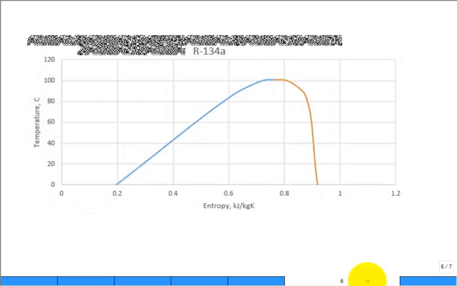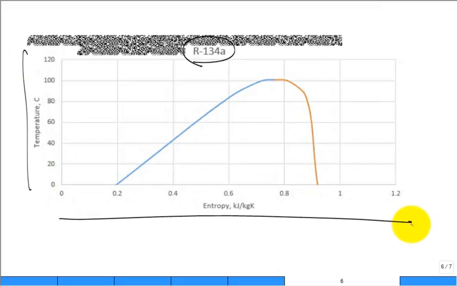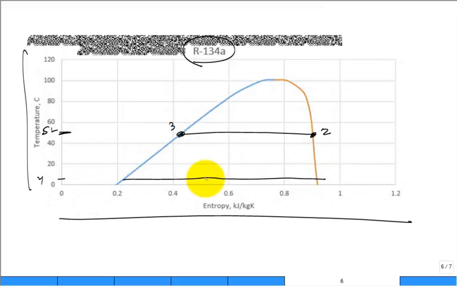This is a drawn to scale temperature entropy diagram for refrigerant 134A. What were our temperatures for the condenser? 52. So it's around 52. Right there. So there's state 2, state 3. What was our temperature for the evaporator? Around 4. Right there is around 4. Come across. And then this is state 4. And this is state 1.